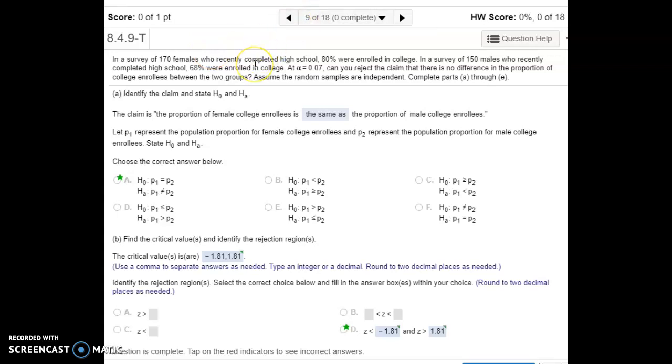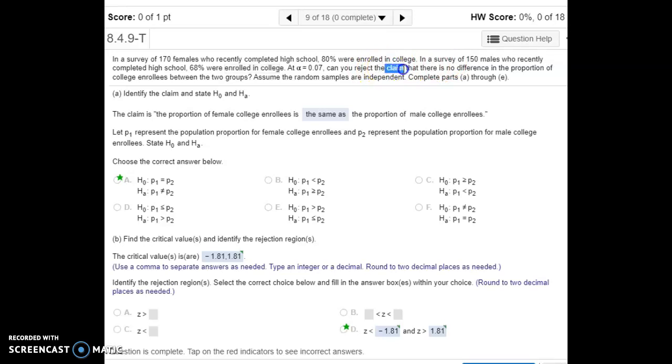And number 9, we have two populations, and this time we're looking at proportions from the two populations and comparing to see if there's a difference in the proportions from the two populations. Our first population in this example is females who recently completed high school. Our second population is males who recently completed high school. And we're comparing the proportions of people who are enrolled in college from those two groups, males and females.